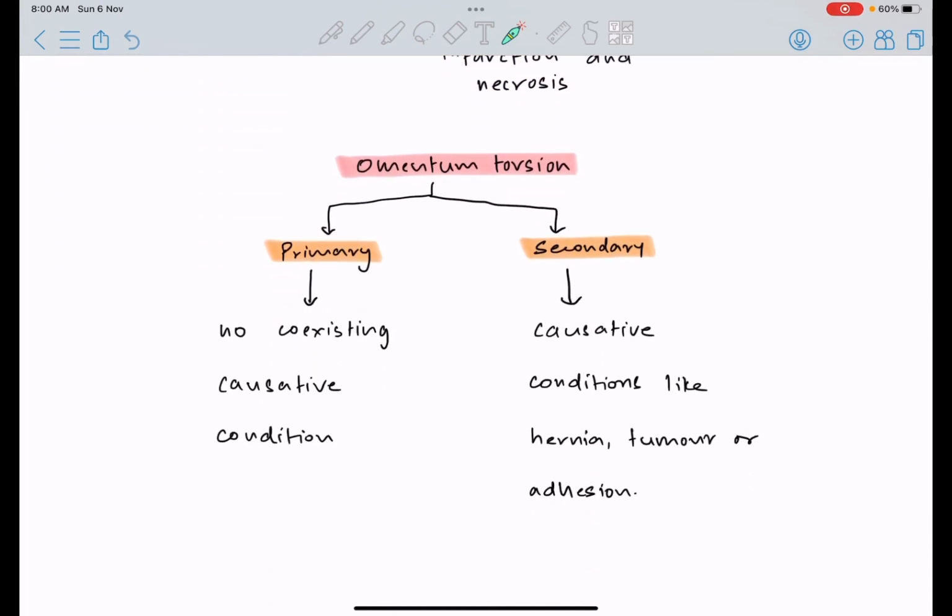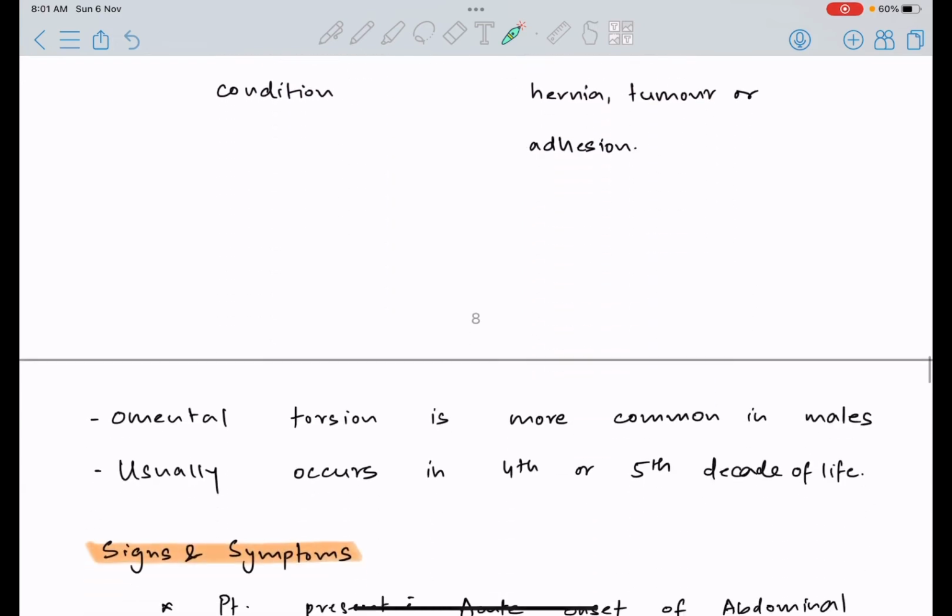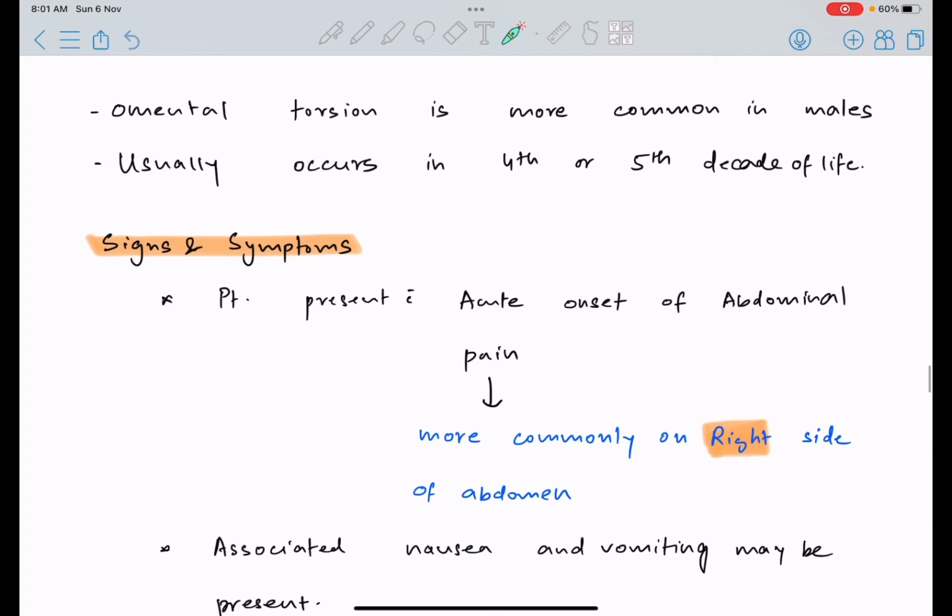Omental torsion can be classified based on the etiology into two types, primary and secondary. Primary omental torsion occurs when there is no coexisting causative condition, and secondary omental torsion occurs when causative conditions like hernia, tumor, or adhesions are present. Omental torsion is more common in males and usually occurs in the 4th or 5th decade of life, that is between 30 to 40 years.